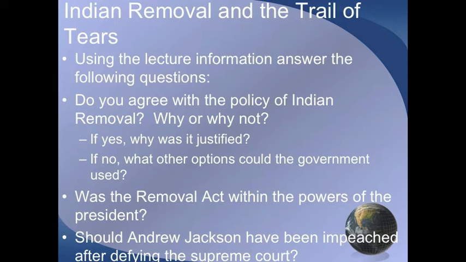Secondly, was the Removal Act within the powers of the president? And lastly, should Andrew Jackson have been impeached for defying the Supreme Court? Please explain each answer with evidence from the lecture.